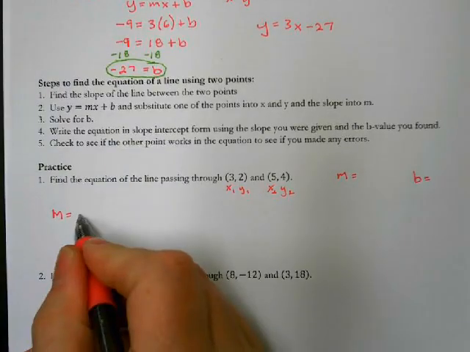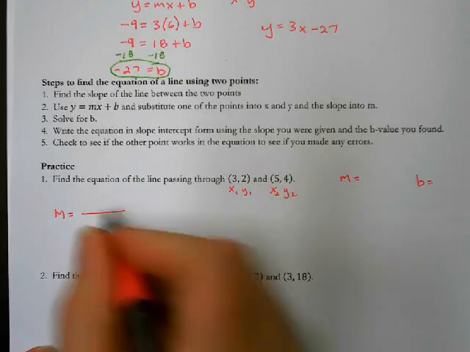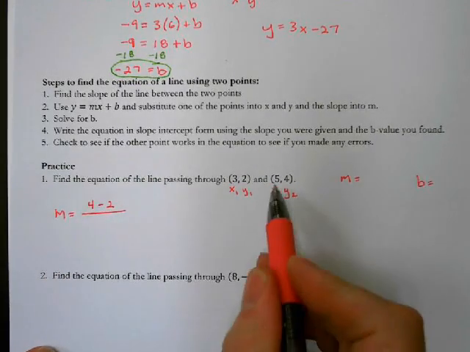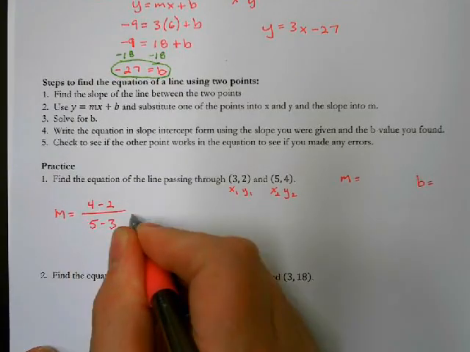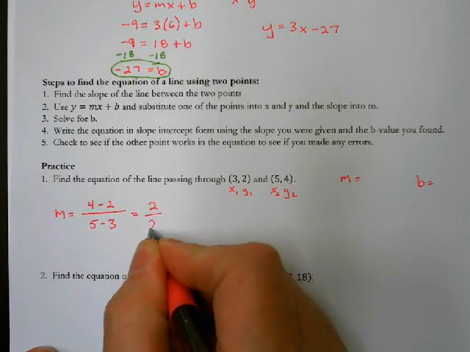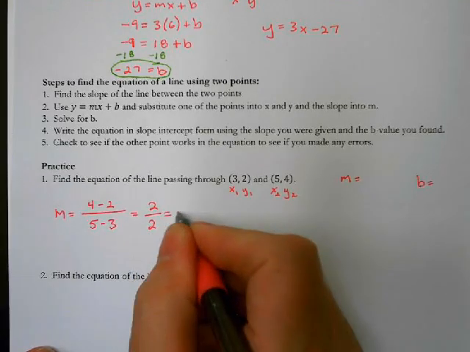Remember, we do the change in y over the change in x. So we're going to do 4 minus 2. That's our y values. We're subtracting them, over 5 minus 3. That's our x values. We subtract them. 4 minus 2 is 2. 5 minus 3 is 2. 2 divided by 2 is 1. There's our slope.